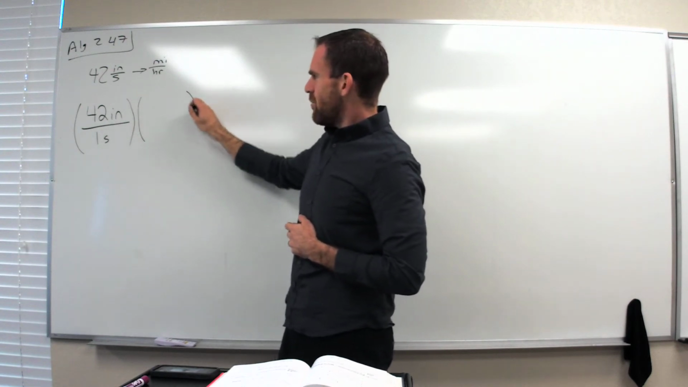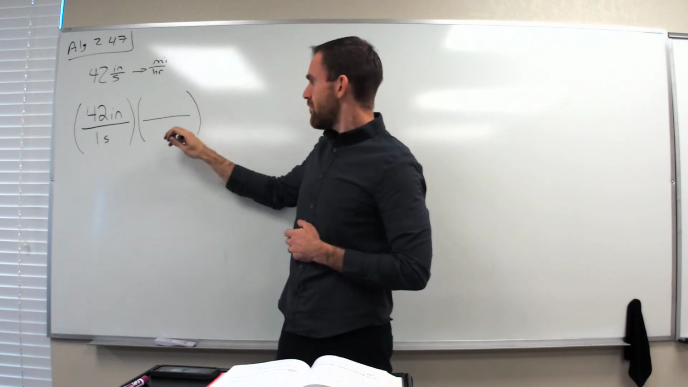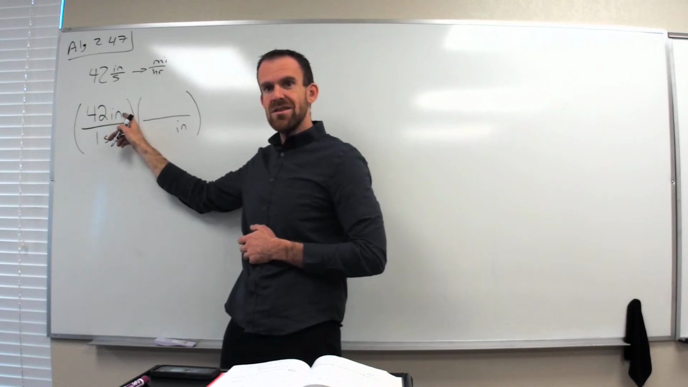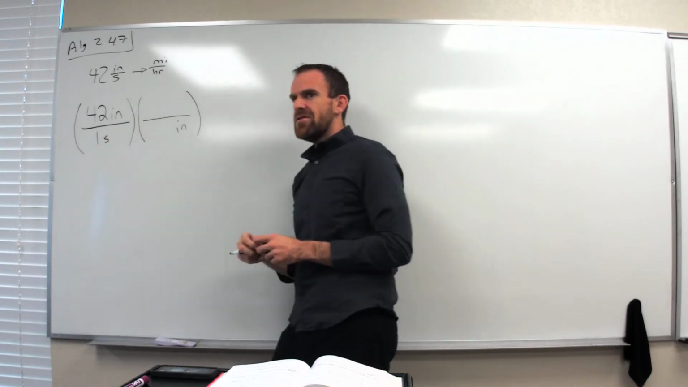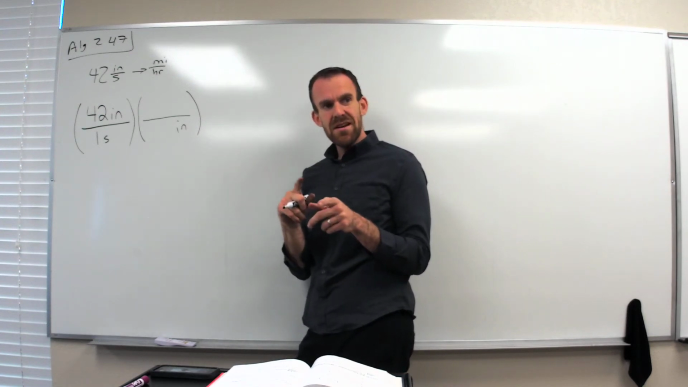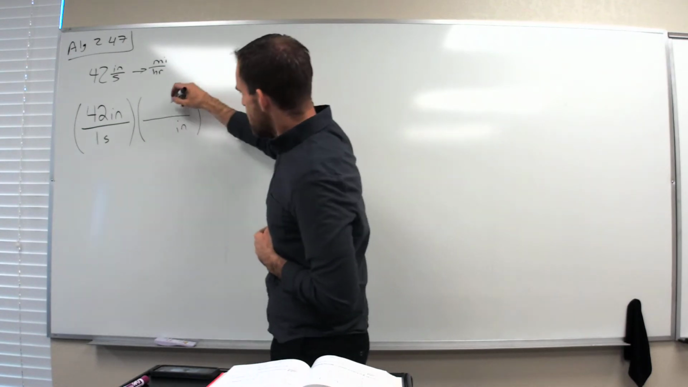Well, I want to get rid of inches, so inches goes on the bottom because they need to be able to cancel, right? So I can only cancel if I have inches on top and inches on the bottom. How do I get from inches to miles? I have to go through feet, right? I know inches to feet and I know feet to miles, so that gets me inches to miles. So I'm going to go through feet.